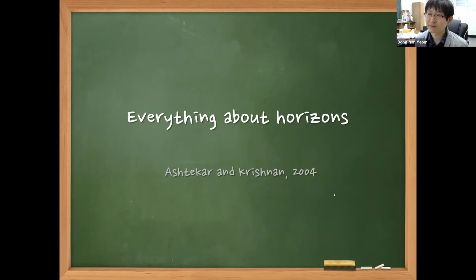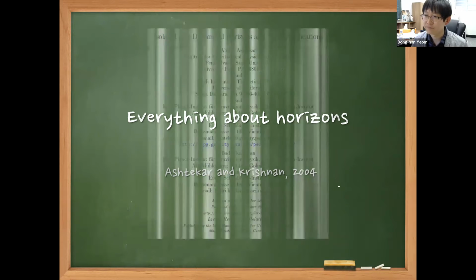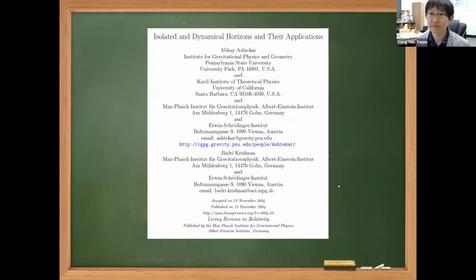This is about the horizons. I bravely provide the subtitle "Everything About Horizons." Of course, in this lecture series, I will only focus on the spherical symmetry case, and I will not go into the details of mathematically rigorous presentations, but I will just introduce very intuitive things. Maybe a very good reference is this paper, Ashtekar and Krishnan in 2004. This is a review paper of Classical and Quantum Gravity.